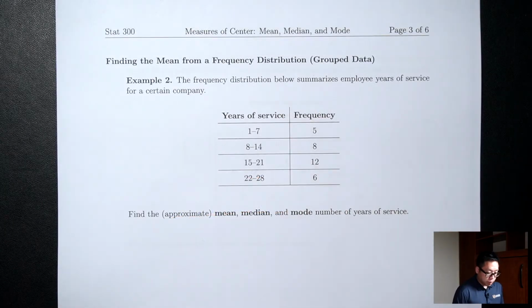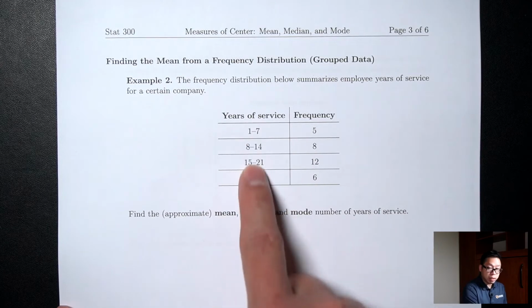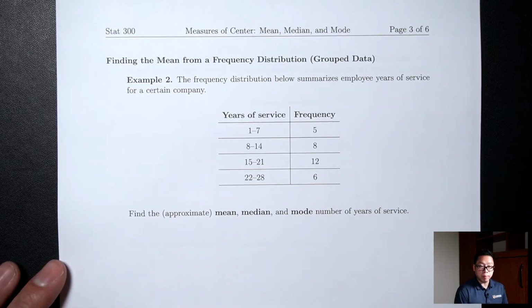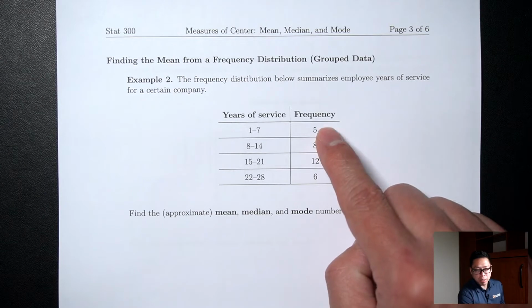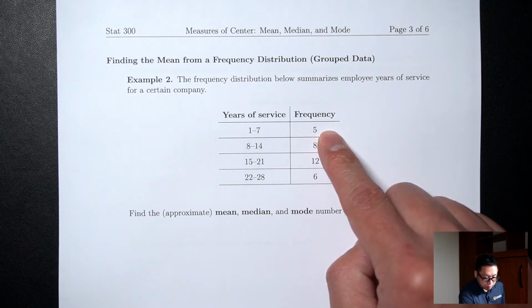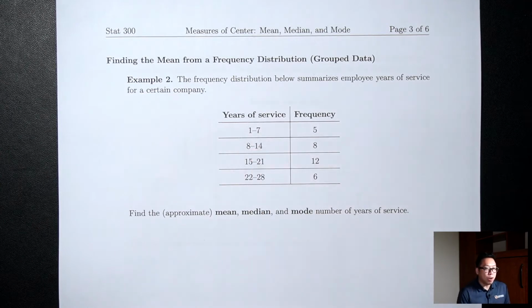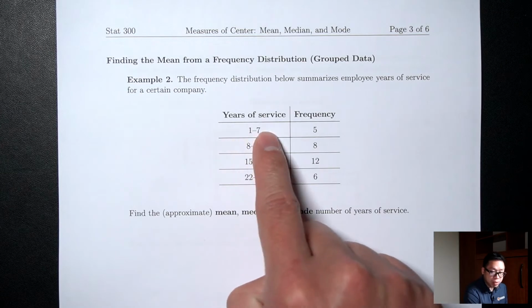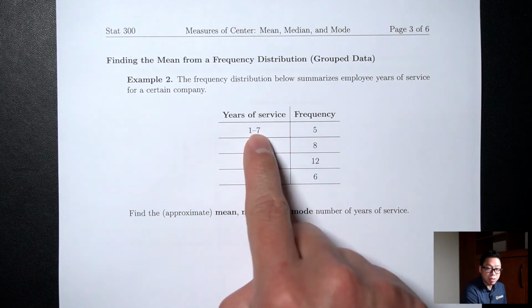In example 2, we have a table for group data. So group data just means that we're breaking up the data into ranges like this. The frequency distribution below summarizes employee years of service for a certain company. Now the problem with group data is, what does this 5 mean? This 5 means that there's 5 people who have between 1 and 7 years of service. So we don't actually know what the raw data is. All I know is that there's 5 people somewhere between 1 and 7. I actually don't know what those actual numbers are.